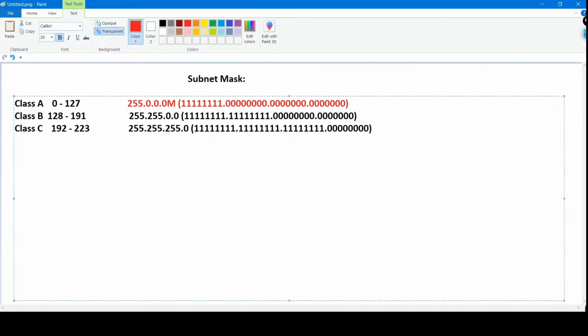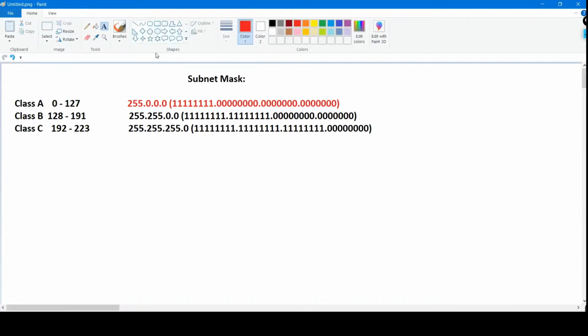The default subnet mask, or you can say the predefined subnet mask for each class: for class A, 255.0.0.0. For class B, 255.255.0.0. For class C, 255.255.255.0. Guys, now understand very carefully.